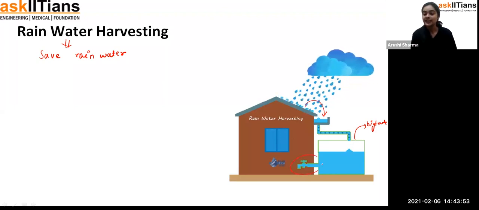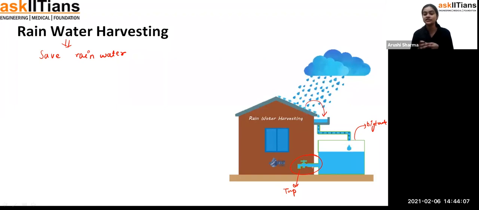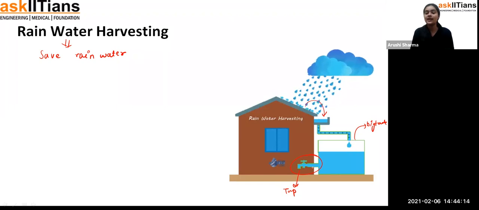And you can see that here is one tap, so if you want that rainwater to use in your house, you can just turn it on and you can get the rainwater. Students, I know that rainwater has some impurities, so you can use some purification process also. When you are getting rainwater, you can boil it and then use it. Eventually the impurities will get removed from it.